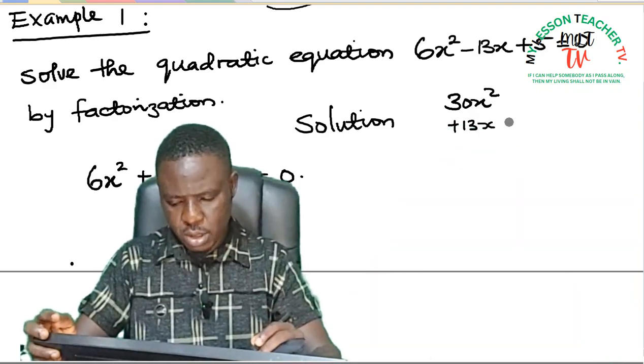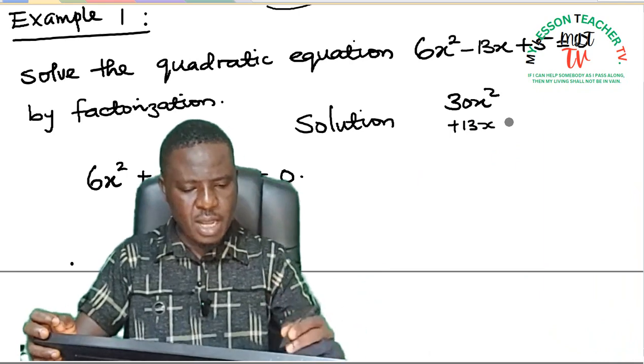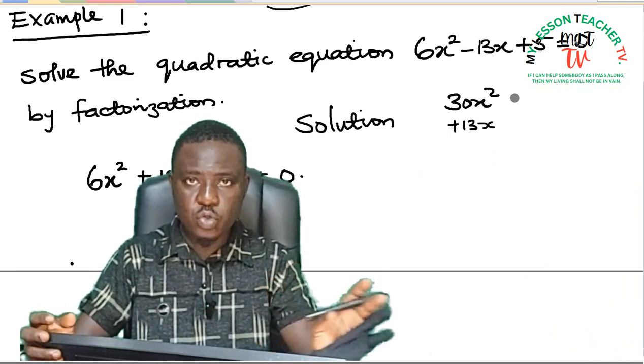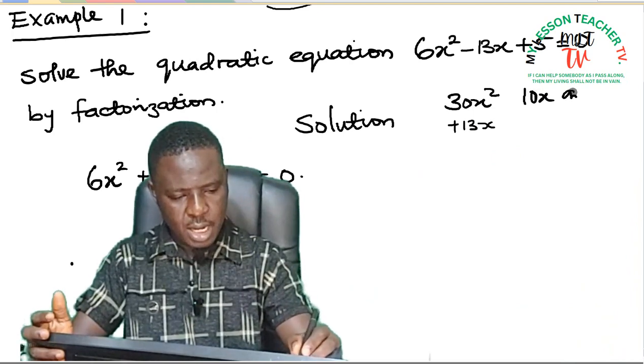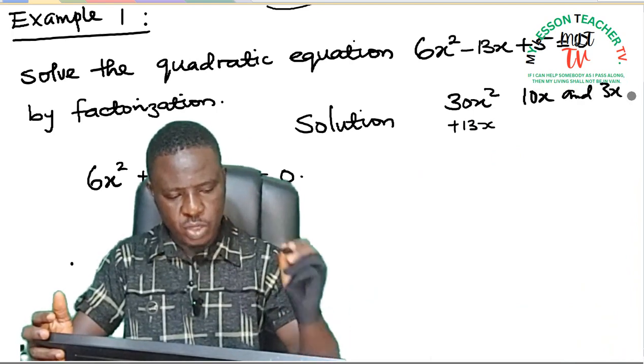So what are those two terms? Without wasting much of our time, you already know what to do. So I'm going to give you those two terms. So those two terms are said to be 10x and 3x.